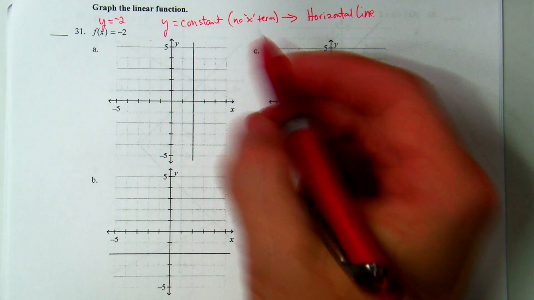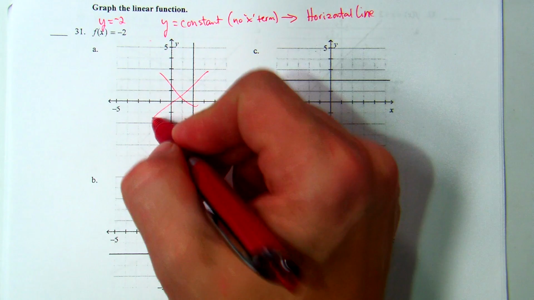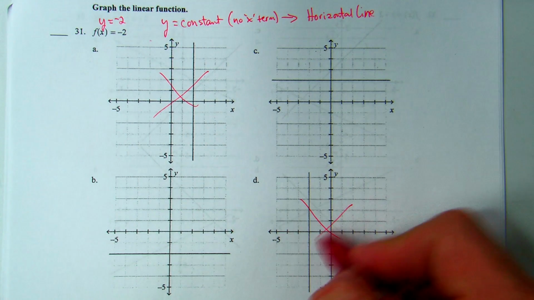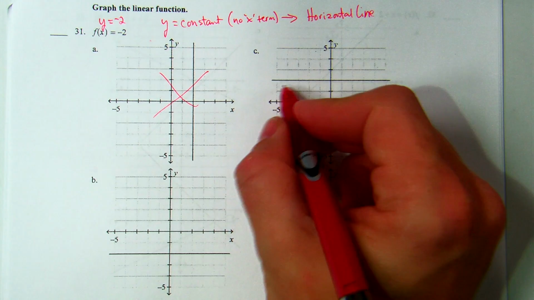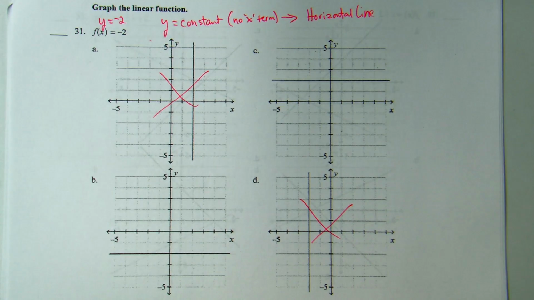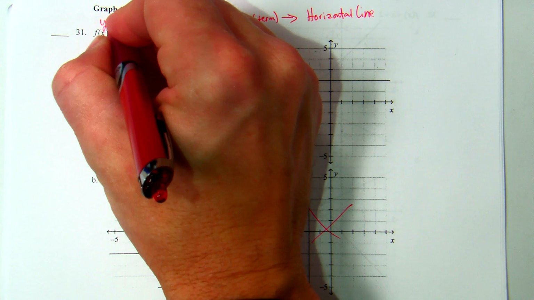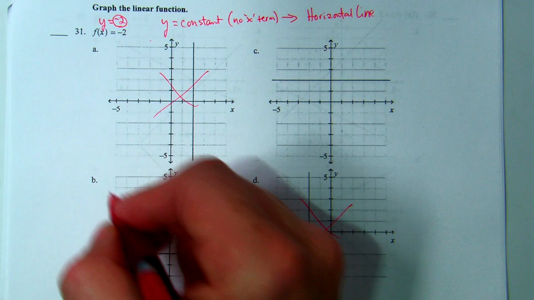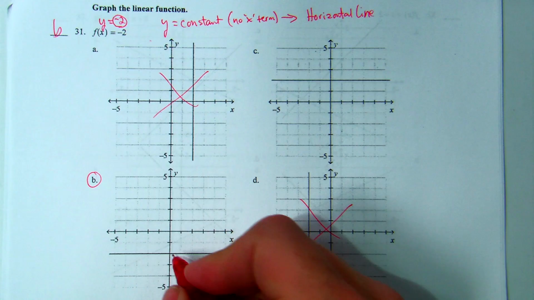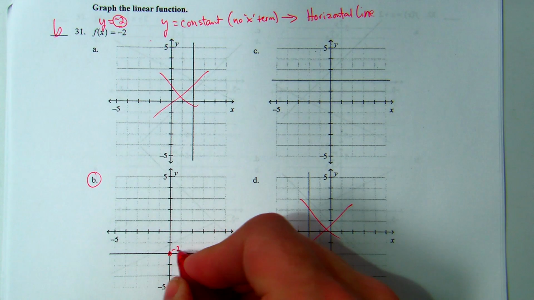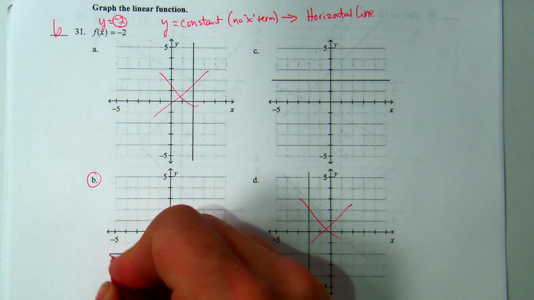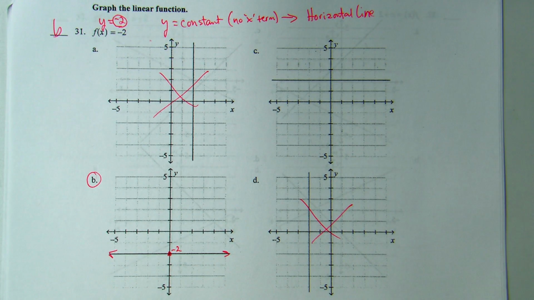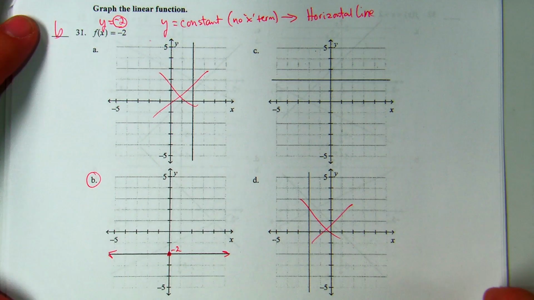So we're not going to have a vertical line. That's not going to work. We're not going to have a vertical line like D. We're going to have a horizontal line like C and B. And it's going to be a horizontal line at the value negative 2. So B would be your answer, because the line passes through negative 2 right there. This is my horizontal line that passes through that. That is y equals negative 2.